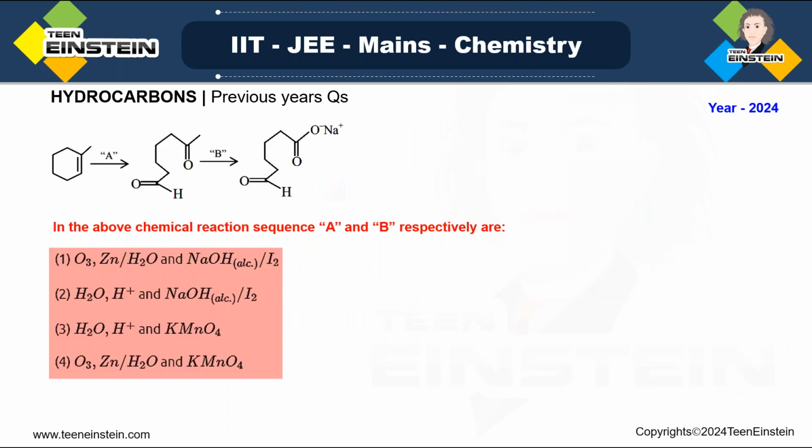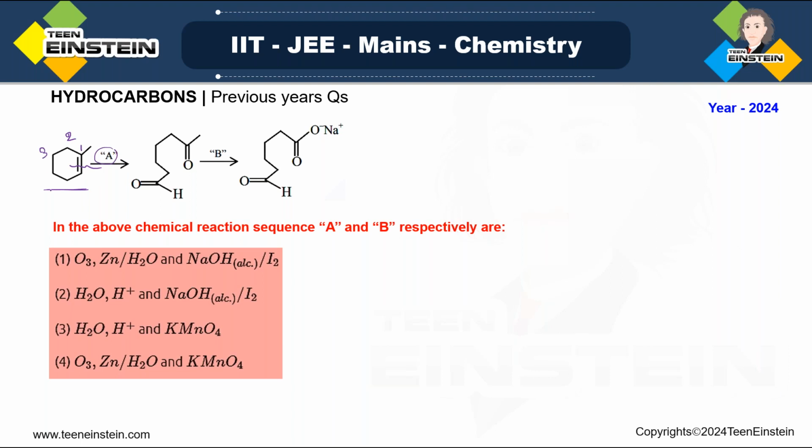We'll go to the next question. In the above chemical reaction sequence, A and B respectively are. So the first molecule that is given as substrate is cyclohexene with a methyl substituent. And when we are treating it with A, we are seeing that the ring structure is open, right? As if in this position, this C=C double bond is broken, and in that position, you are getting two C=O groups, that is a carbonyl. Now, if you are having any trouble, just put some numbers.